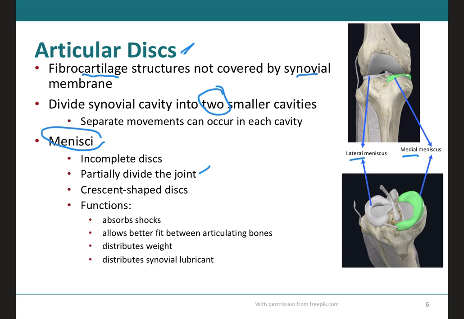With regards to function, they're not very well understood, but it is known to include the following, which are absorbing shock. It will also allow a better fit between the articulating surfaces of the bone. It will provide this adaptable surface for combined movements, depending on the type of joint and what movement they're able to perform. It will also be important to distribute the weight over a greater contact surface. And lastly, it will allow the distribution of the synovial lubricant across the articular surface of the joint.